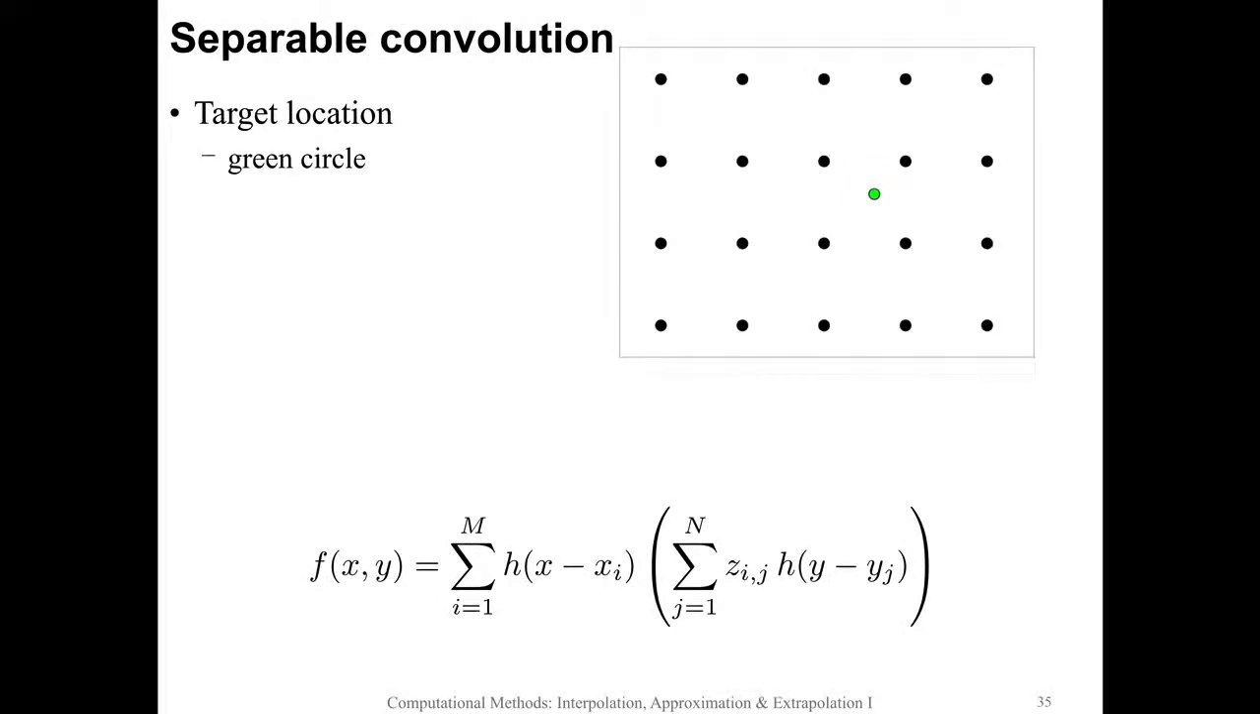We can visualize that separability of the convolution process with this diagram here. So let's assume that we have some data that's been measured on this grid here, and we have our z values, each z value is associated with a grid point. What we would like to have is a measurement at some arbitrary location, here represented by the green circle. That's our target location that we would like to find a value for. And this is the convolution function written in its separable form.